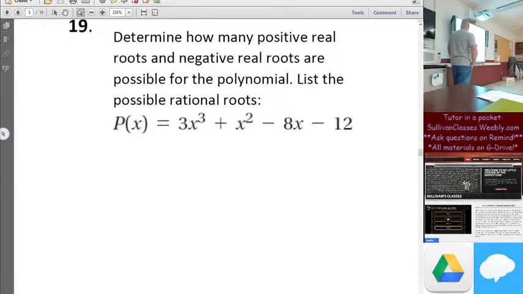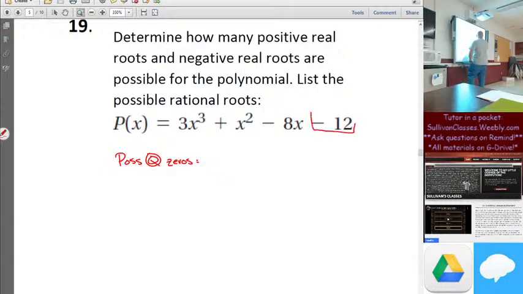Determine how many positive real roots and negative real roots are possible. List possible rational zeros. So these are 2 different theorems. The possible rational zeros are all the factors of your constant term over all the factors of your leading coefficient, called the rational root theorem. So I list out plus or minus 1, plus or minus 2, plus or minus 3, plus or minus 4, plus or minus 6, plus or minus 12.